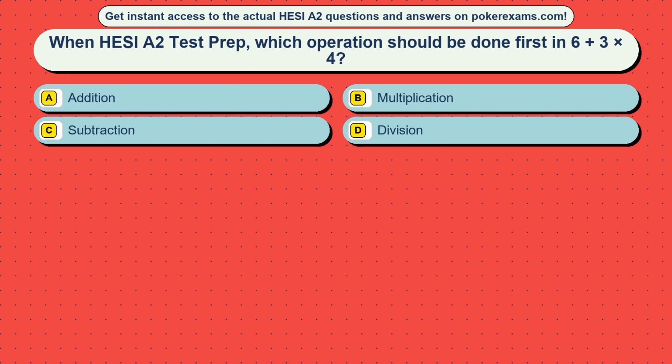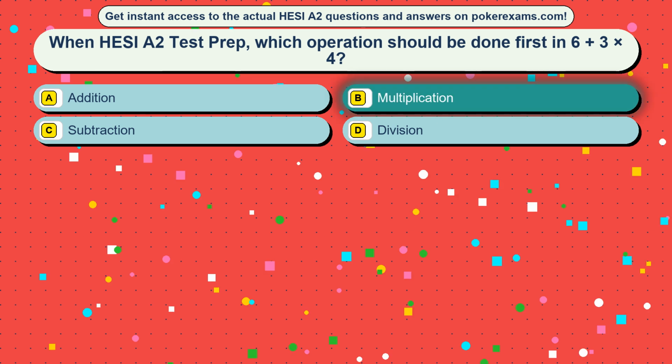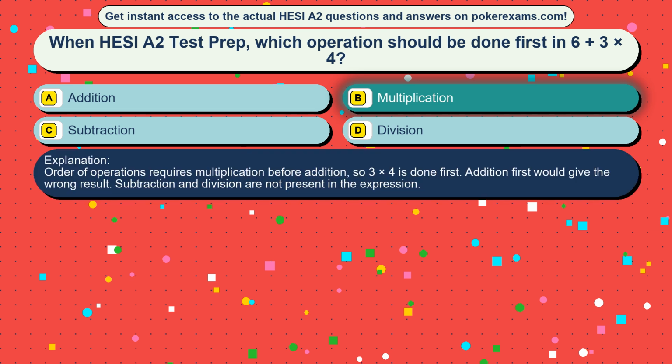Question 9. When HESI A2 Test Prep, which operation should be done first in 6 + 3 × 4? Option A, addition. Option B, multiplication. Option C, subtraction. Option D, division. The correct answer is option B, multiplication. Order of operations requires multiplication before addition, so 3 × 4 is done first. Addition first would give the wrong result. Subtraction and division are not present in the expression.